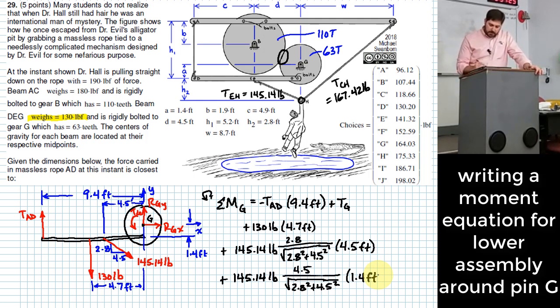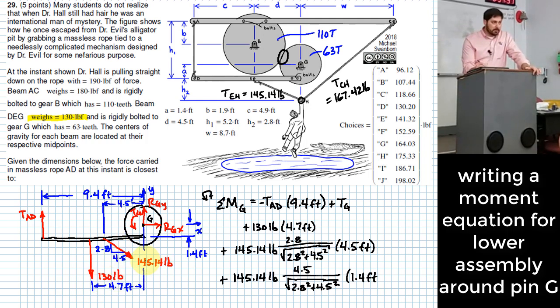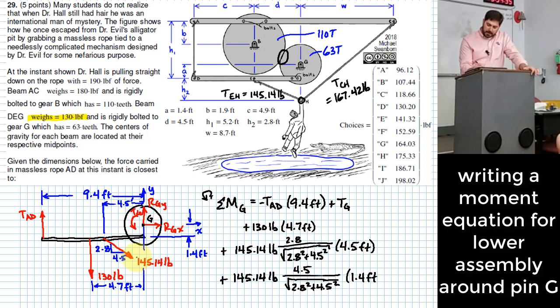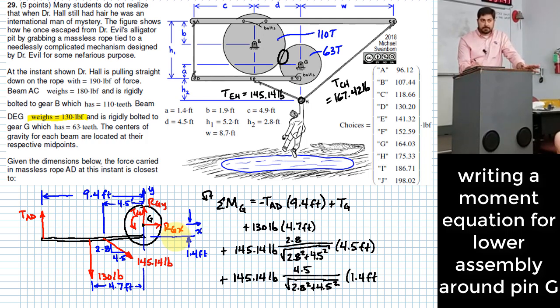Okay, so far I've handled TAD, TG, the weight of the beam, and the force in the rope, rope EH. Do I need to handle RGY or RGX? Not for this equation. Those two are eliminated because I'm summing around point G.